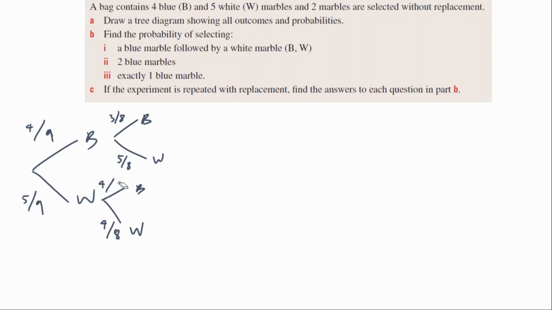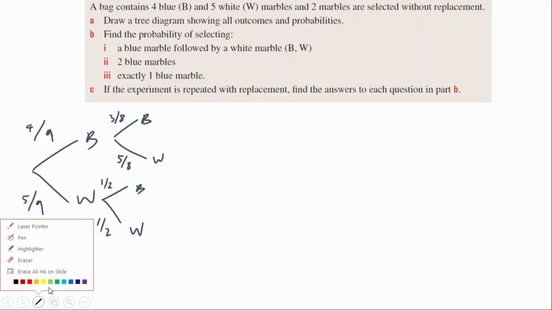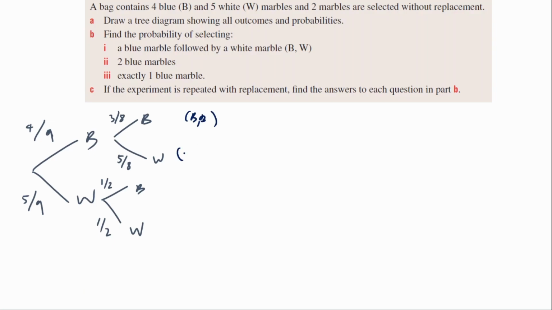And if I simplify these, make sure you simplify them. 4 out of 8 is the same as a half. And this one's the same as a half as well. Give yourself a tick if you got up to here correct so far. Alright, so next we're going to write out the outcomes. Let's go back. So the first one will be BB, blue, blue. This one's BW. This one's WB. And this one's WW.